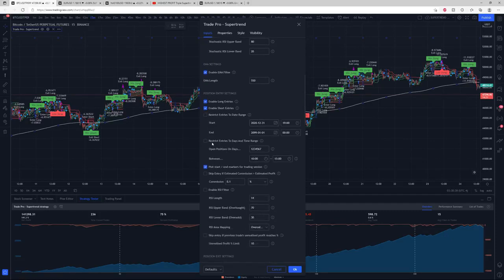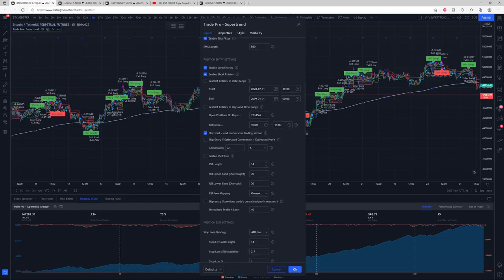You can also choose to restrict entries to days and time ranges. So if you don't want to trade on every single day, or you're using this as a trading bot and you only want it to trade on certain days of the week, or you just wish to see what the results will look like if it skips certain days and only trades on other days of the week, you can do that. You can also tell it to trade only between certain hours of the day. So if you're trading Forex, you might only want to trade for the London session and New York session and skip out on the Asian session.